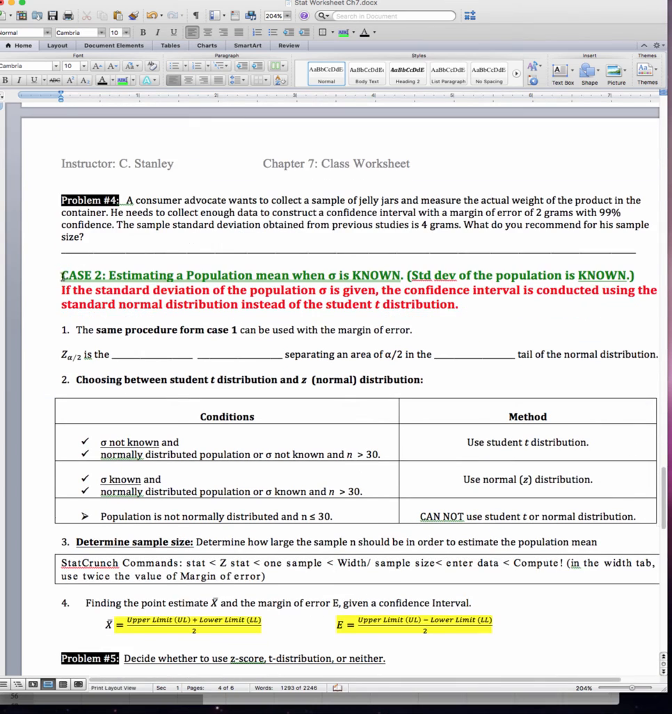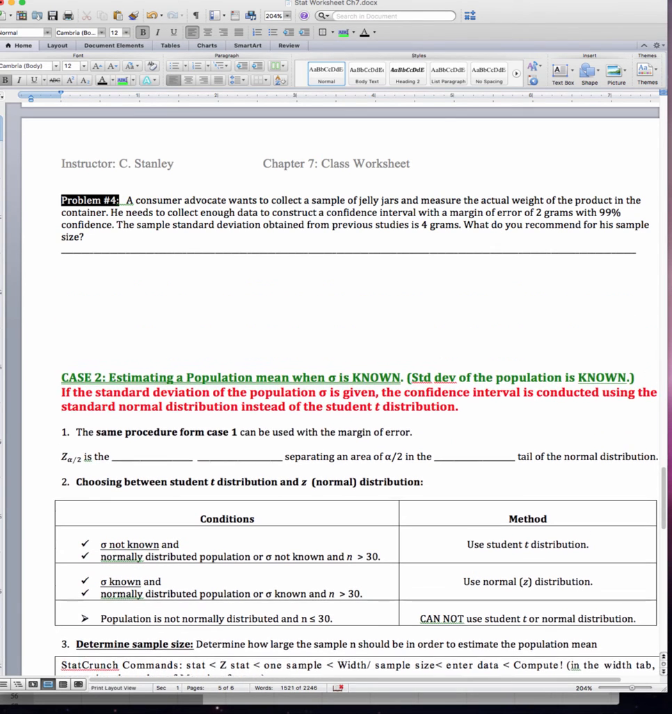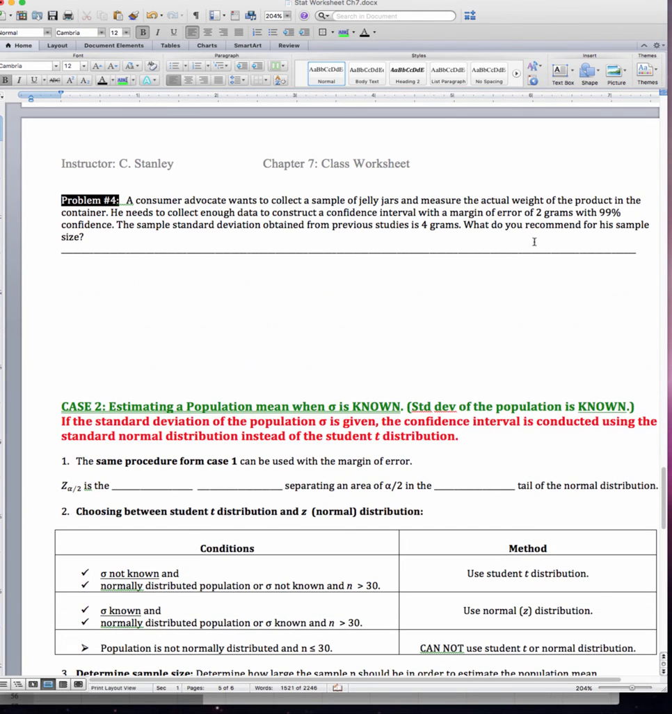Okay, so I'm going to give you an example of how to find the sample size before we do a study. A consumer advocate wants to collect a sample of jelly jars and measure the actual weight of the product. He needs to collect enough data to construct a confidence interval with a margin of error of 2, so that he doesn't want the margin of error to be bigger than 2.